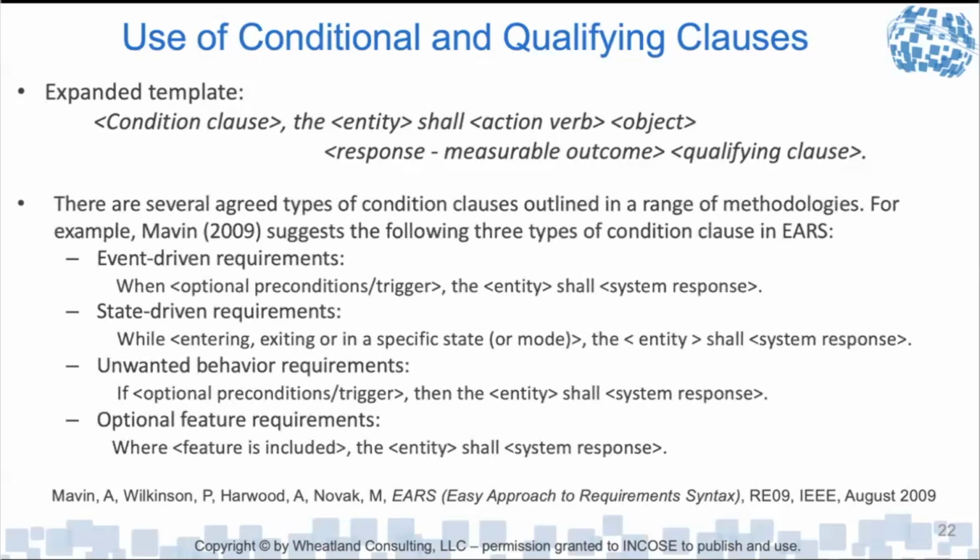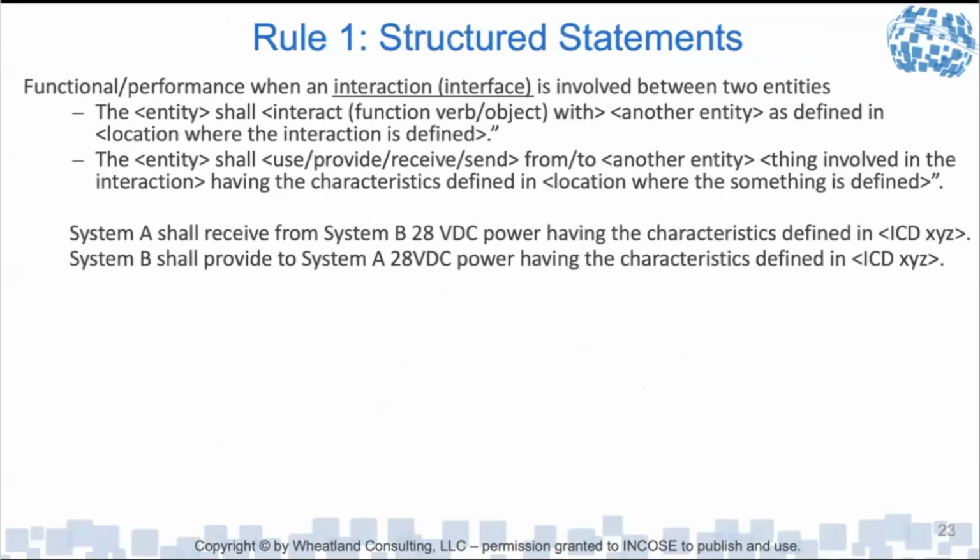There are several different types of conditional clauses in different methodologies. For example, EARS talks about things in terms of event-driven requirements, state-driven requirements, unwanted behavior requirements, and optional feature requirements. EARS is a really popular methodology that people use, but there's more to writing good requirements than just EARS. The GtWR addresses all these, plus a lot more.